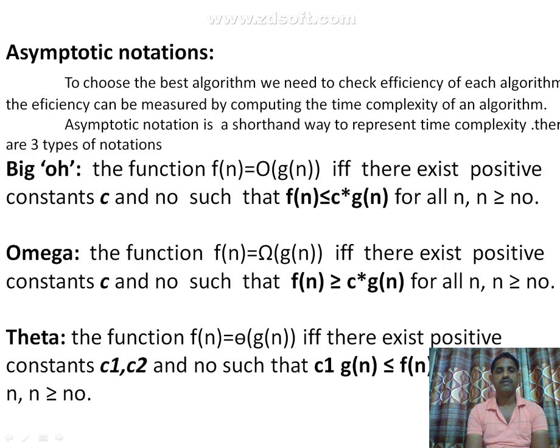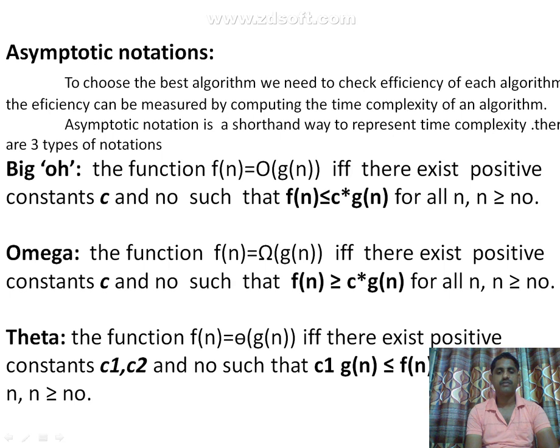The function f of n equals big O of g of n if and only if there exist positive constants c and n naught such that f of n is less than or equal to c into g of n for all n greater than or equal to n naught. For omega, the function f of n equals omega of g of n if and only if there exist positive constants c and n naught such that f of n is greater than or equal to c into g of n for all n greater than or equal to n naught.